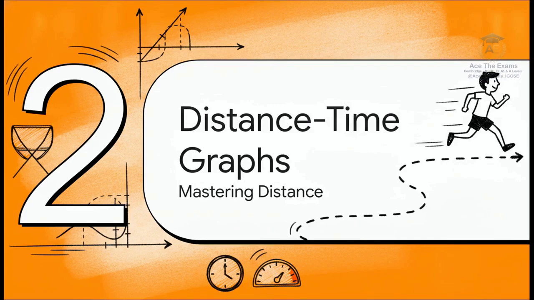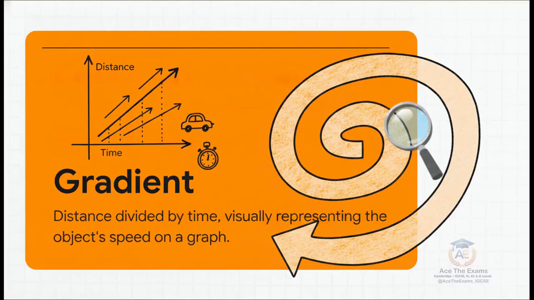Now we transition to the next level of complexity. Section 2. Mastering distance time graphs. Here we are looking at how an object's distance changes over a continuous, ticking period of time. Now, the absolute core concept we need to master here, and I mean really internalize, is the gradient. In mathematics, the gradient is just a fancy academic term for the slope or steepness of the line.